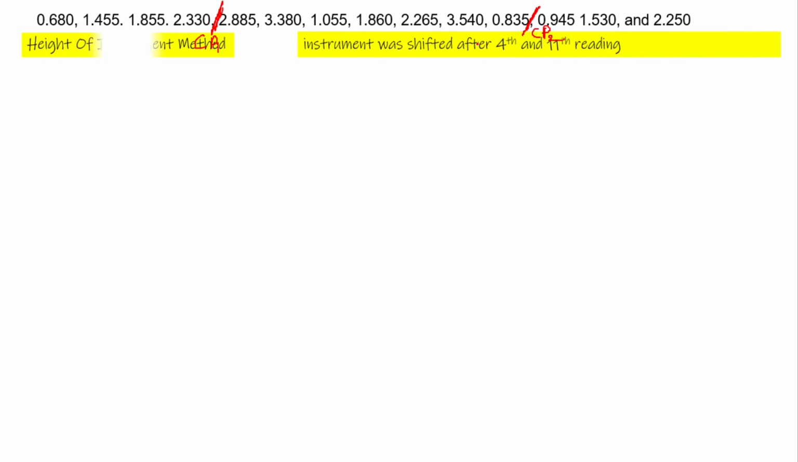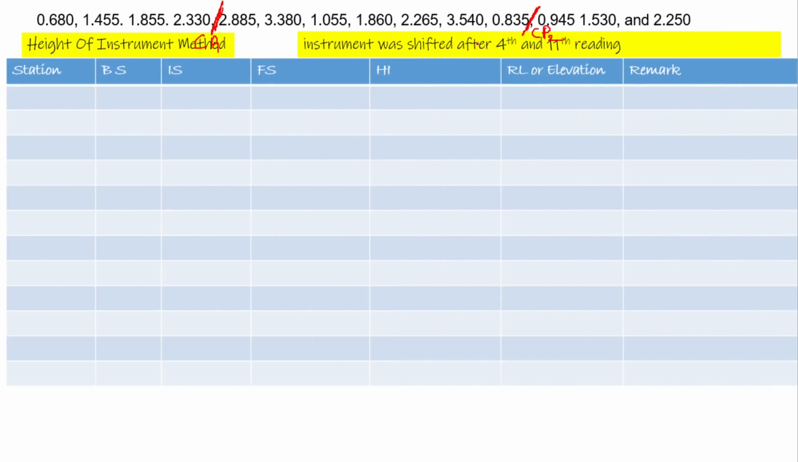We are going to solve this problem using the height of instrument method. First of all, we will draw one standard table. This is our table for the height of instrument method, in which the first column is for station, the second column is for backsight reading, the third is IS for intermediate sight reading, FS for foresight reading, and HI is height of instrument.